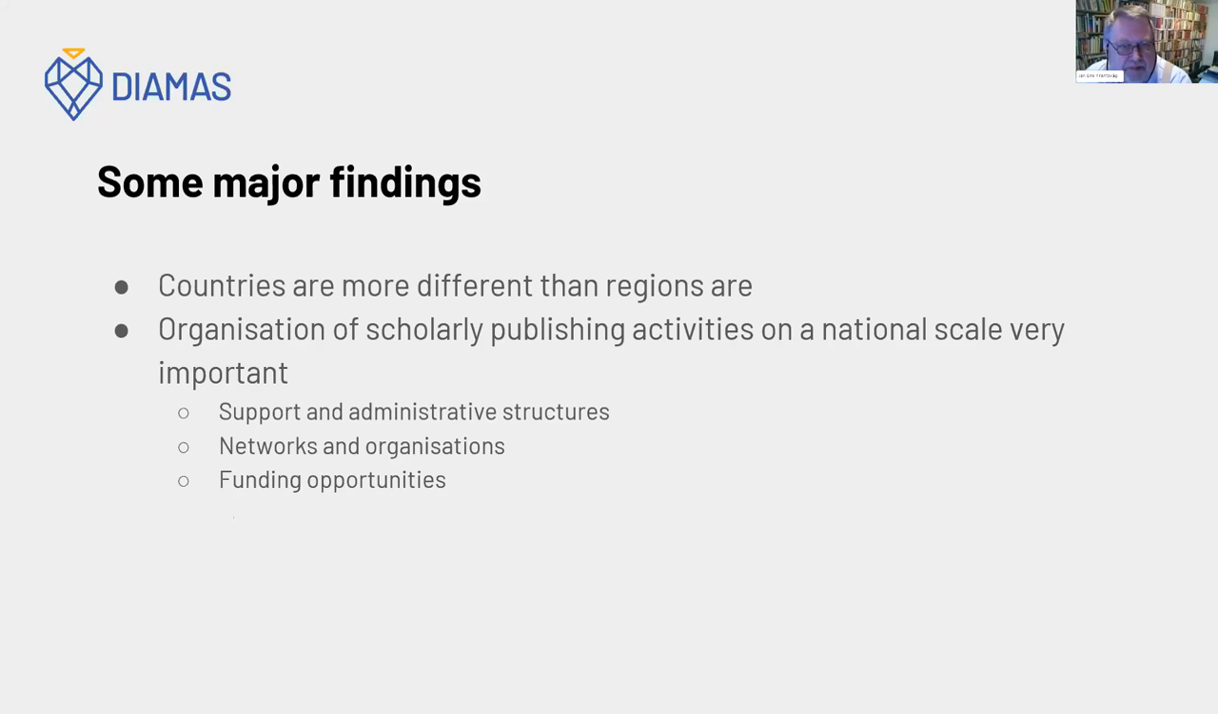We also see through the survey that the organization of scholarly publishing activities on the national scale is very important. And that's about support and administrative structures. It's about networks and organizations and funding opportunities, how they're organized. And this structure, for instance, explains why Croatia and Serbia have large dots on the map, while the UK, for instance, is very small. That's about organization, and that influenced also the response rate.